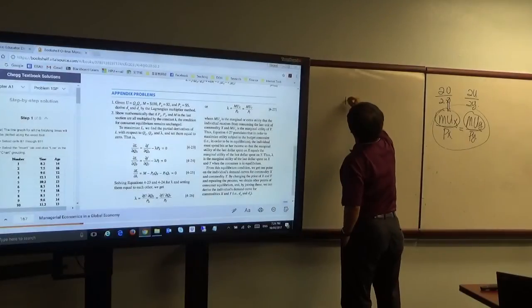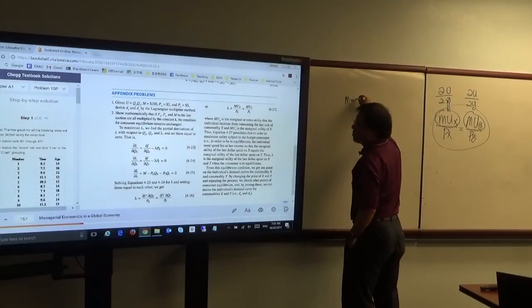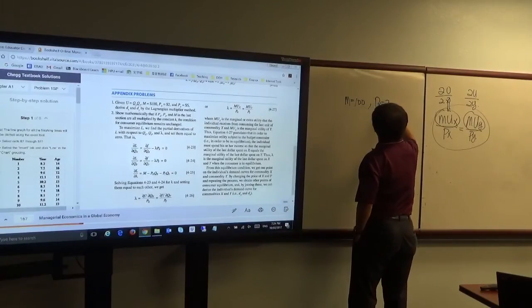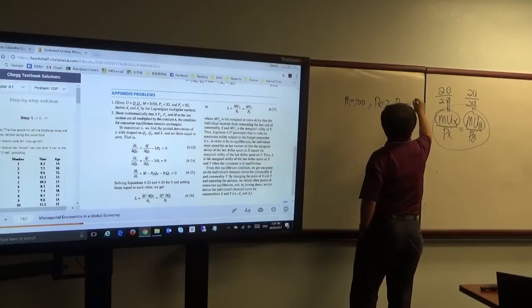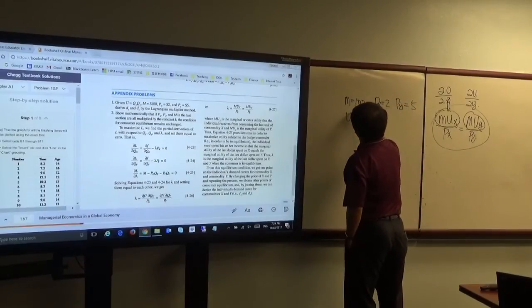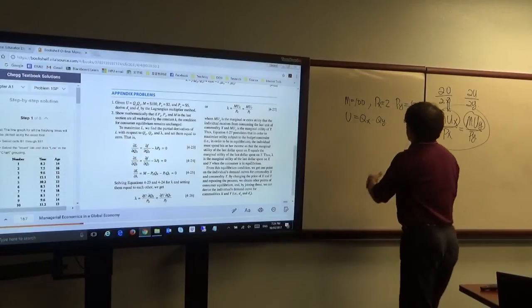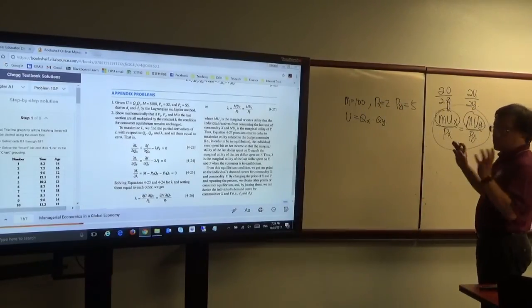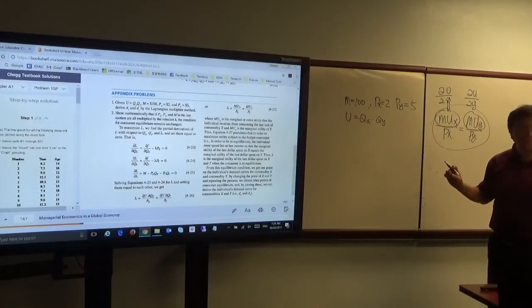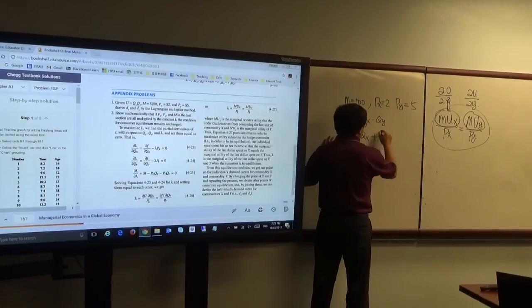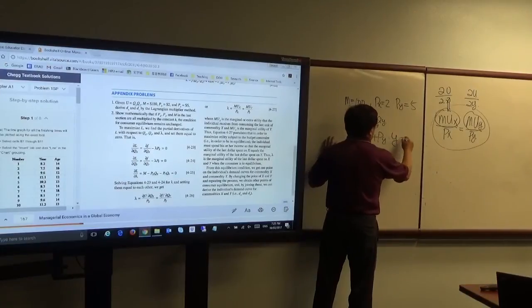Okay, so we have what? M is what? 100. How about the PX? $2. PY? $5. And the utility function is what? QX times QY, yeah? Can we first write out the budget line? Yes. The budget line is what? PX times QX plus PY times QY equal to M.